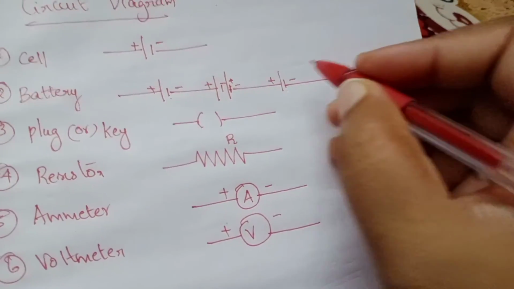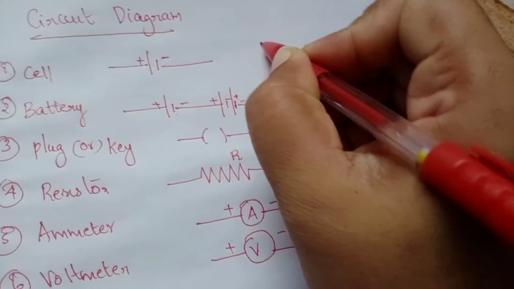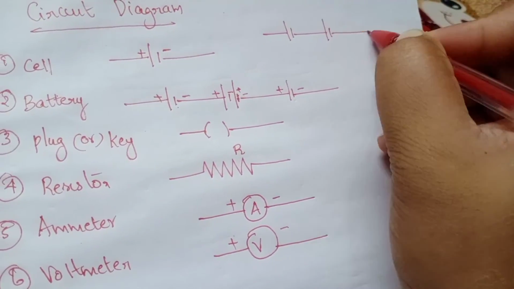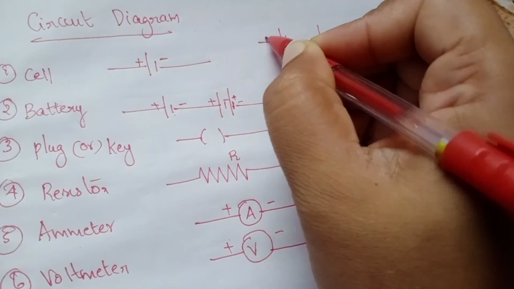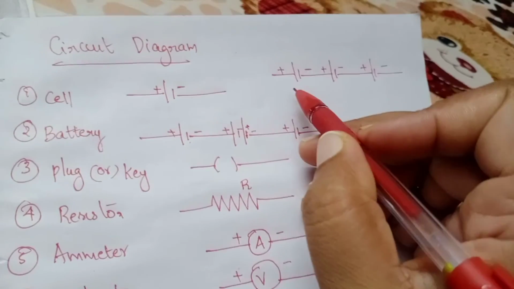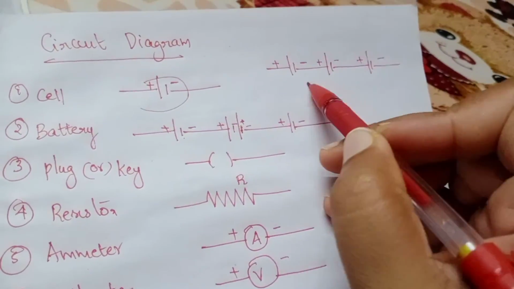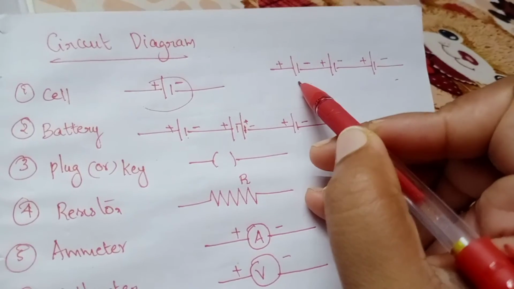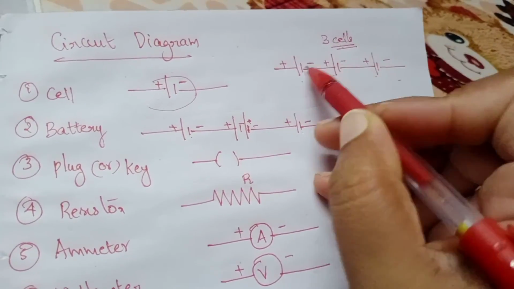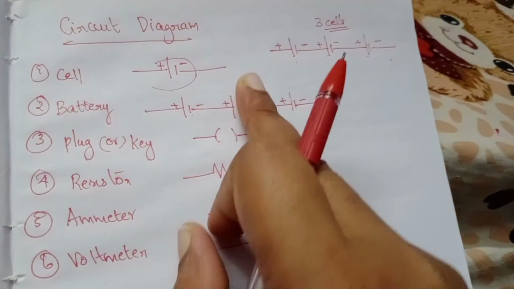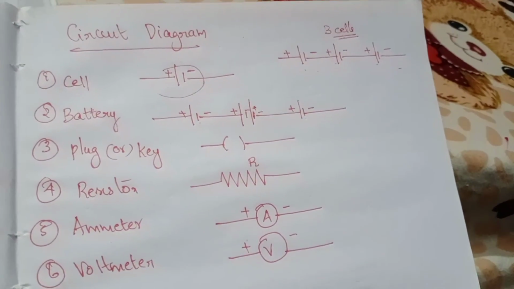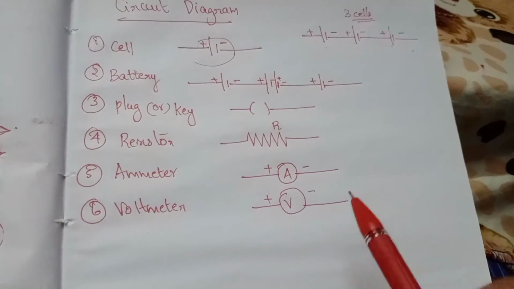When we consider a battery, don't get confused about it. This is a positive, a negative, again a positive, a negative, again a positive, a negative. So this is a battery. Here this is the symbol of a cell. Battery means a combination of more than one cell. Here we have 3 cells. These are some of the important symbols you need to keep in mind when you are studying the chapter electricity. That is all for today's lecture.